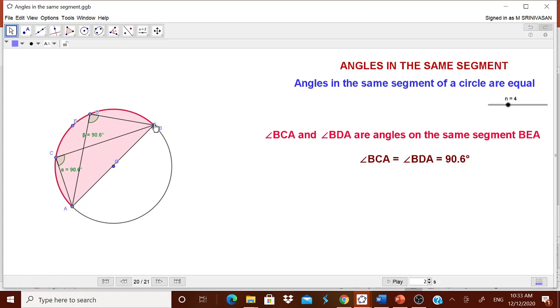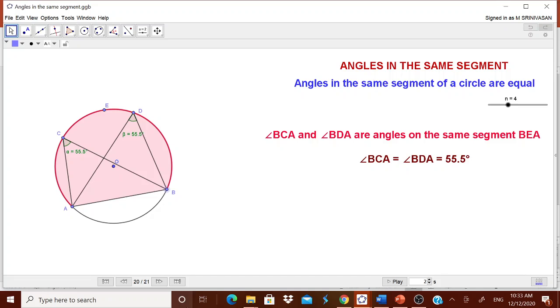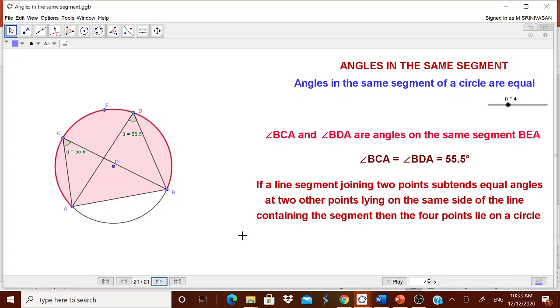Now there is one converse for this theorem also that can be mentioned. Therefore, if a line segment subtends equal angles at two other points lying on the same side, then the 4 points lie on a circle, or they are concyclic. Let us try to design this dynamic worksheet from scratch.